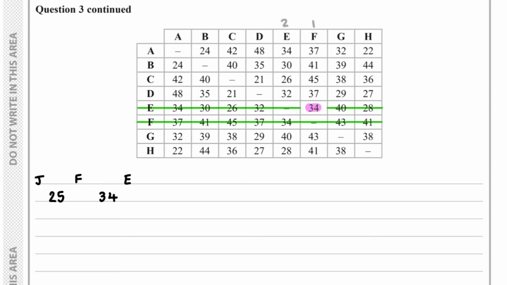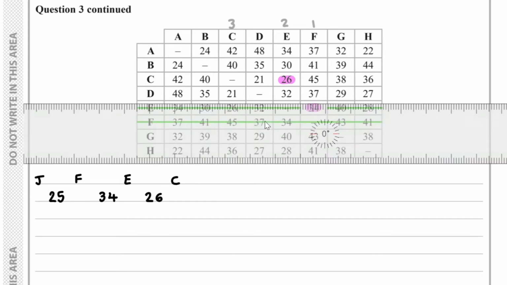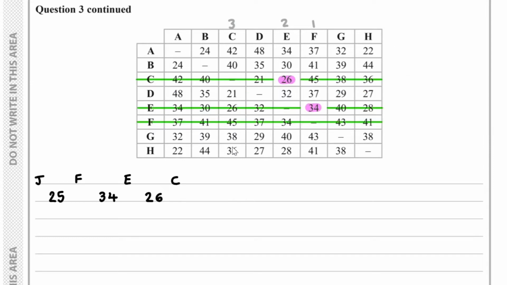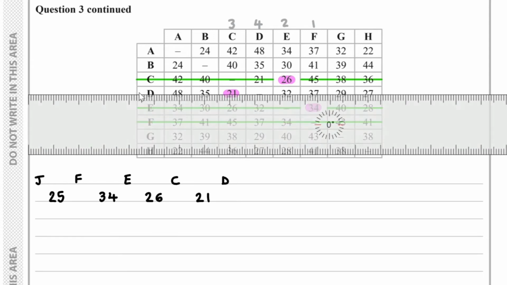Just looking down E, the smallest entry corresponds to the 26, and that takes us to C. So we are now at C, so let's put a number 3 above it and also delete row C. Just looking down C, the smallest entry is 21, and that takes us to D. So, now that we are at D, let's put a number 4 above column D and delete row D.